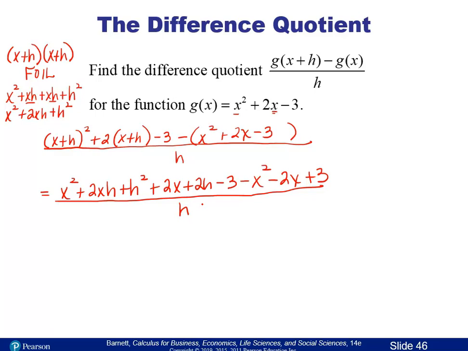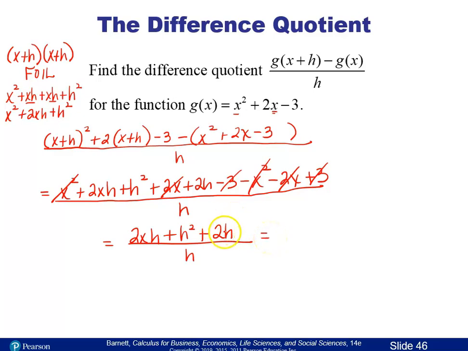Okay. All right, like I said before, if you've got your signs right, this whole expression is going to have each term is going to have a partner that it cancels with. Okay, so there's a positive x squared and a negative x squared. Okay, I've got a positive 2x and a negative 2x. I've got a negative 3 and a positive 3. So what I'm left with is 2xh plus h squared plus 2h over h.